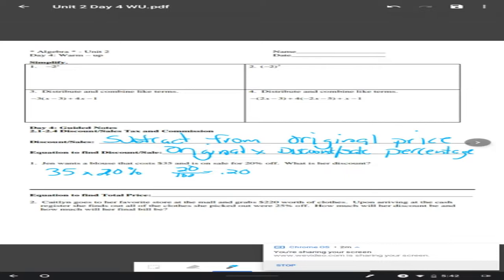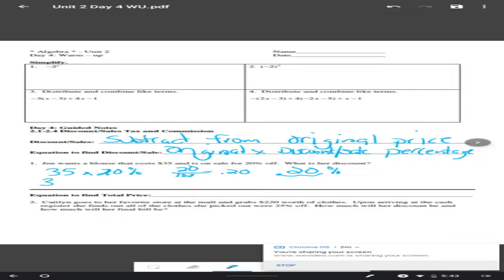The other way you can do that is just move the decimal place on this 20%. So it's usually right here. If we move the decimal place 2 to the left, we'll get 0.20 as well. So either one works. You can either take the percent and divide it by 100 and you get your decimal, or you can just move the decimal place 2 to the left and you'll also get your decimal.